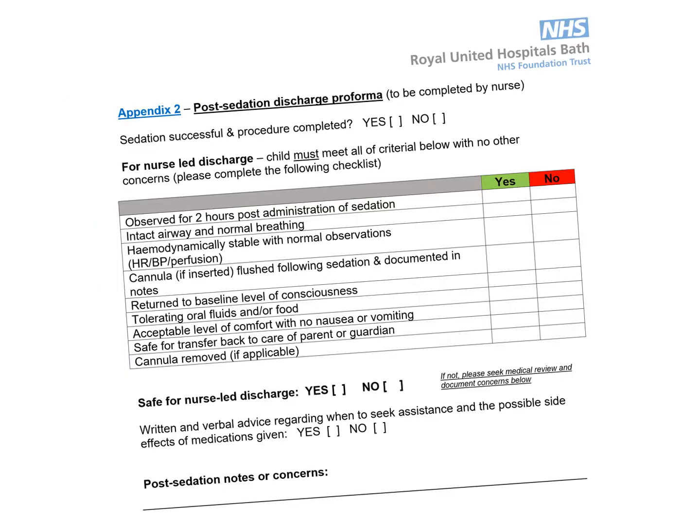At least 2 hours of monitoring post-administration of sedation is required as part of the recovery criteria. Some of this time may be monitoring on the paediatric area of day surgery unit. Patients can be safely discharged when they meet all of the criteria in the post-sedation discharge proforma found in Appendix 2 of the SOP. Patients can be discharged after 2 hours with routine advice on post-sedation given verbally and in written form to the patient's carer.